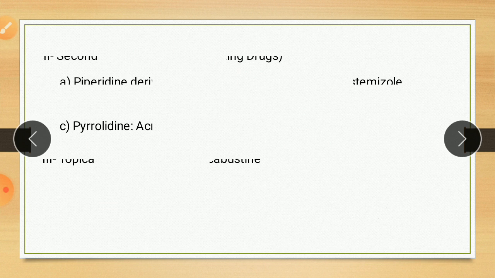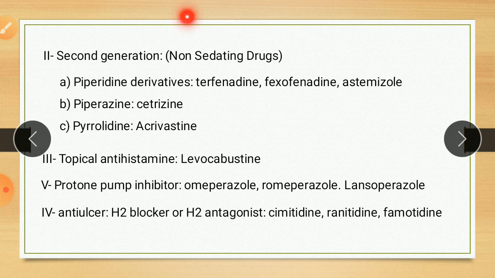Then second generation, that is called non-sedating drugs. So it is further classified into 3 types. First one is piperidine derivative, example terfenadine, fexofenadine, astemizole. Then piperazine derivative, example cetirizine. Pyrrolidine derivative, example acrivastine. So second generation is called non-sedating drug. Third one is topical antihistamine, which is used topically, example levocabastine.